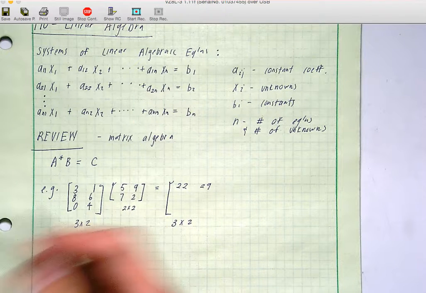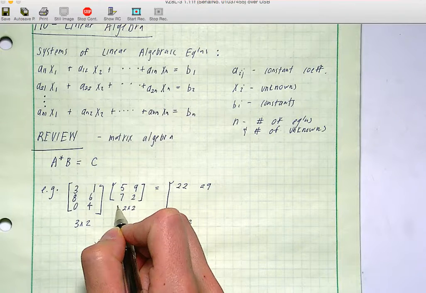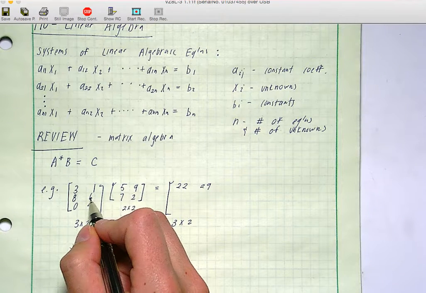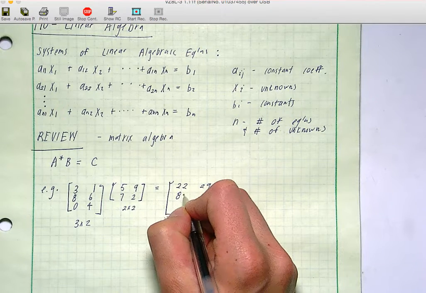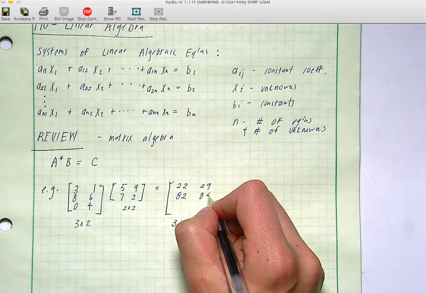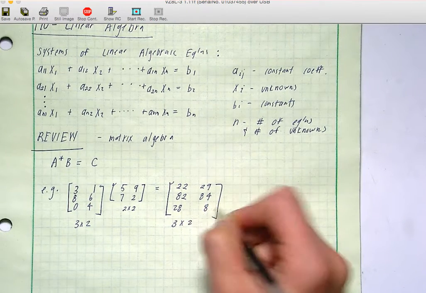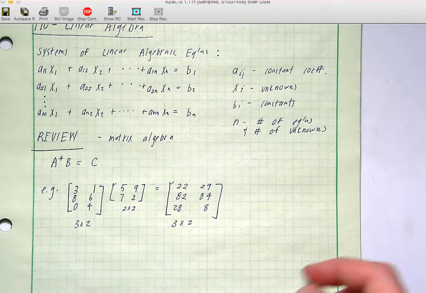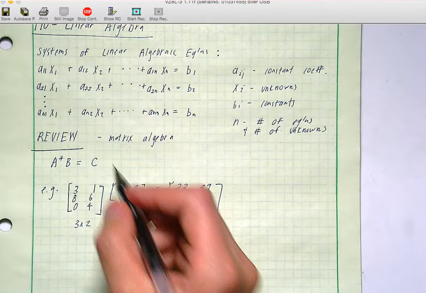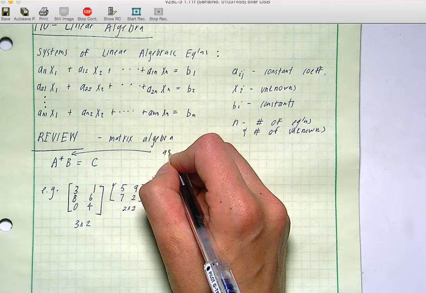And then, I'm not going to do the whole thing, but this next spot here is the second row by the first column. So it's 8 times 5 plus 6 times 7. And that comes out to 82. And then I'll just fill in the rest. So make sure that you first understand this basic idea of how matrix multiplication works, and that this is what the asterisk operator is reserved for.